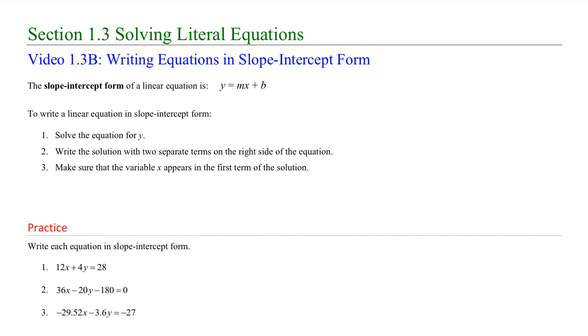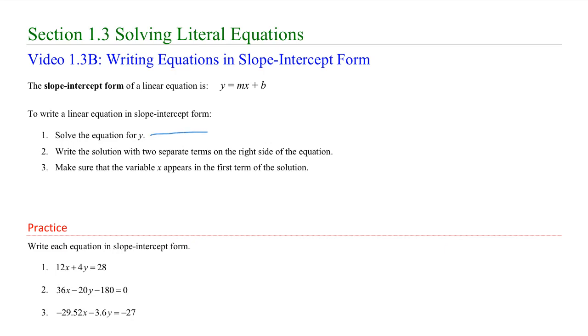In this video lesson, we're going to be writing equations in slope-intercept form. Before we get to the practice problems, let's do a little bit of review of slope-intercept form. The slope-intercept form of a linear equation is y equals mx plus b. In order to write a linear equation in this form, we need to make sure that there's three things happening.